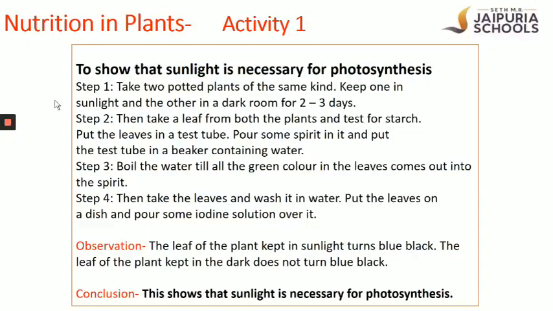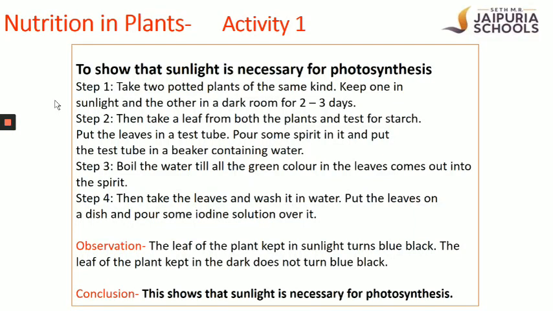Okay, so this is an activity to show that sunlight is necessary for photosynthesis. In the first step, take two potted plants of the same kind. Keep one in sunlight and the other in a dark room for 2 to 3 days.